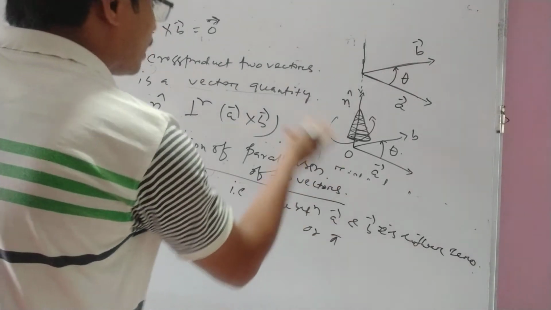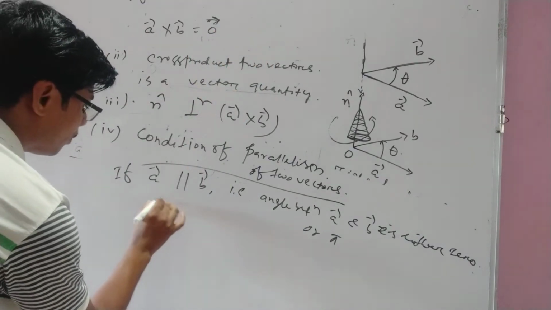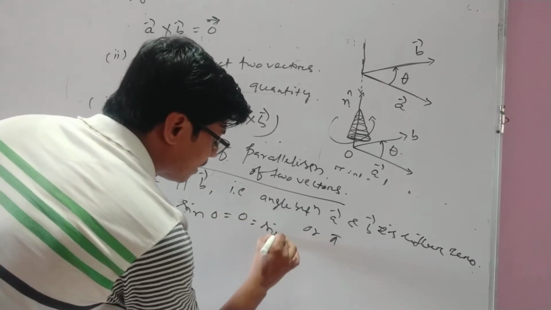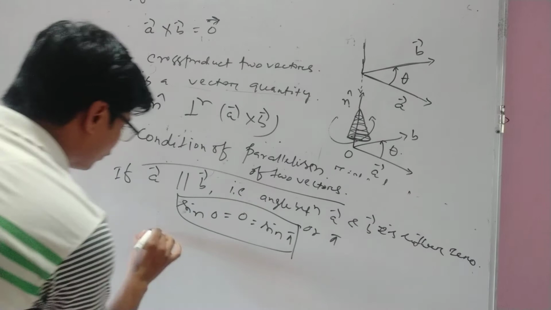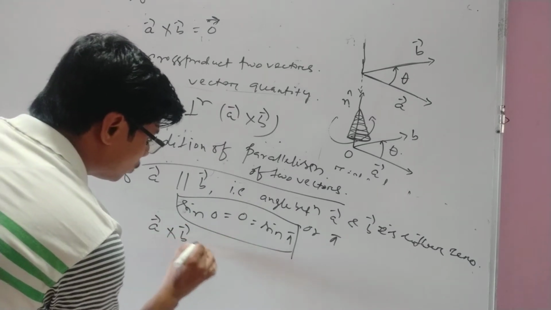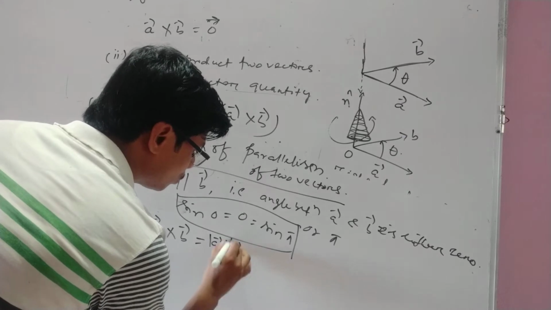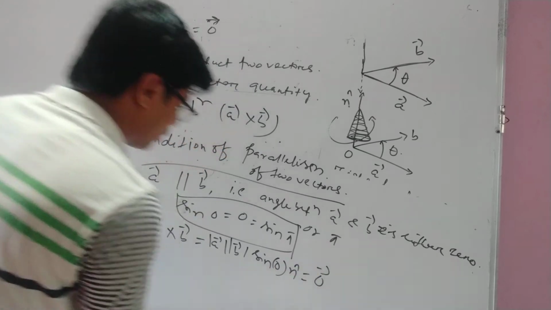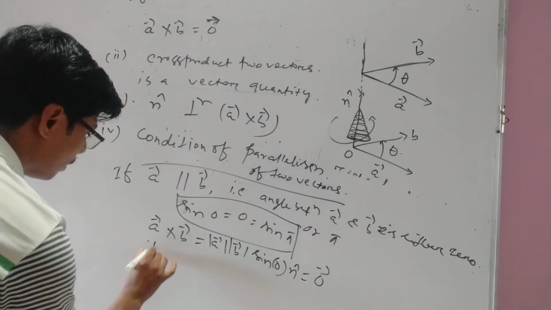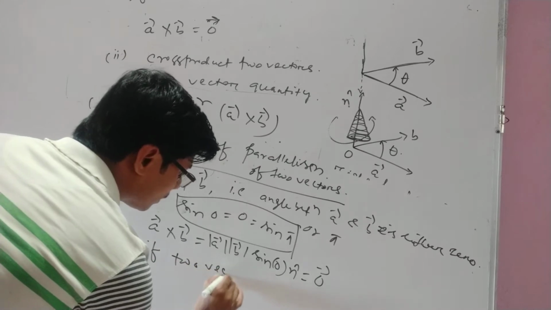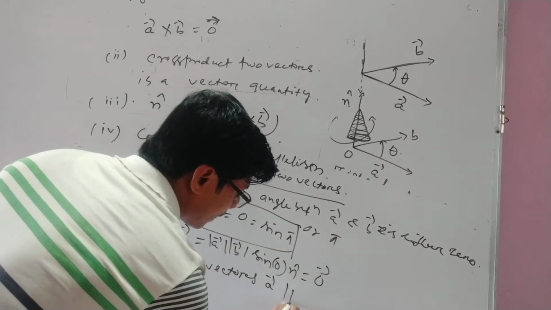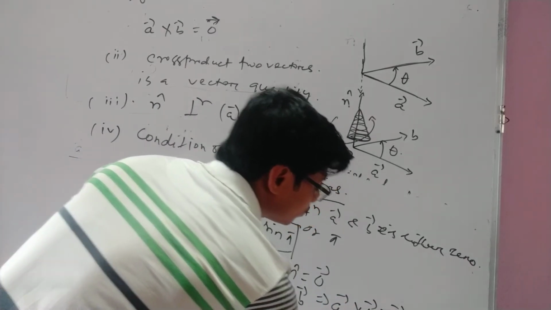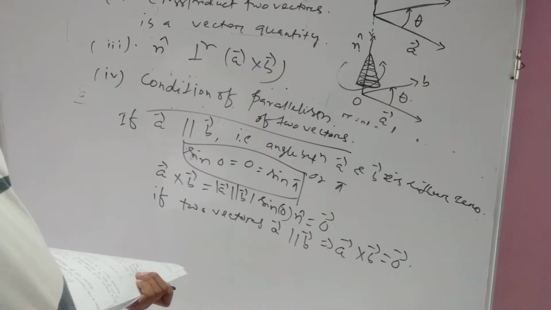So if the angle between these two is 0, then sin 0 is equal to 0, or sin pi is also equal to 0. So we get A vector cross B vector equal to magnitude of A, magnitude of B, sin 0, n cap, and that is equal to 0 vector. That means if A is parallel to B vector, then A cross B is equal to 0. This is the condition of parallelism.